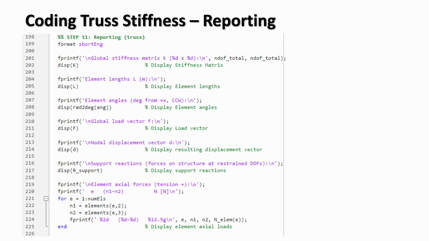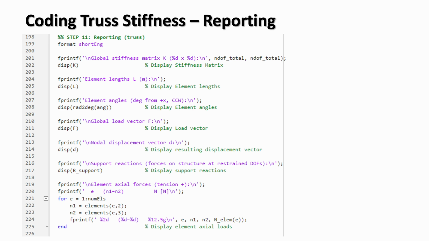We display the global load vector, and printing it allows us to verify that the loads have been applied at the correct nodes and in the correct directions. We print the nodal displacement vector. This is the key output of the stiffness method, the global displacement field of the structure. These values drive all the calculations of internal forces that follow.